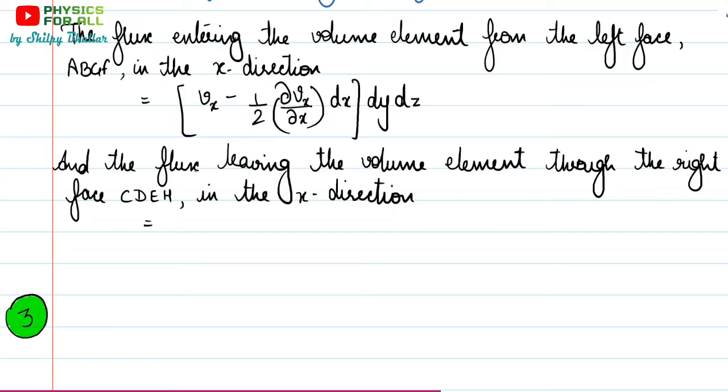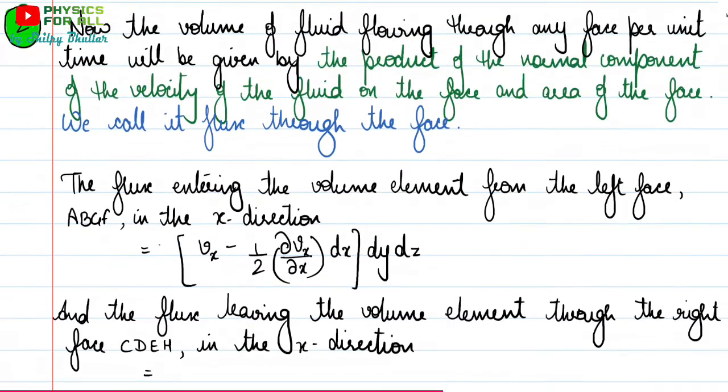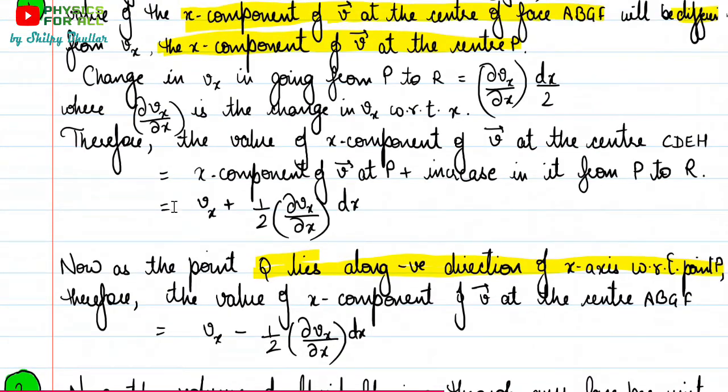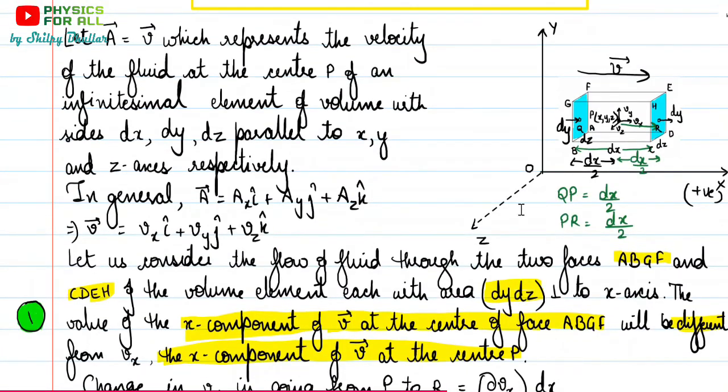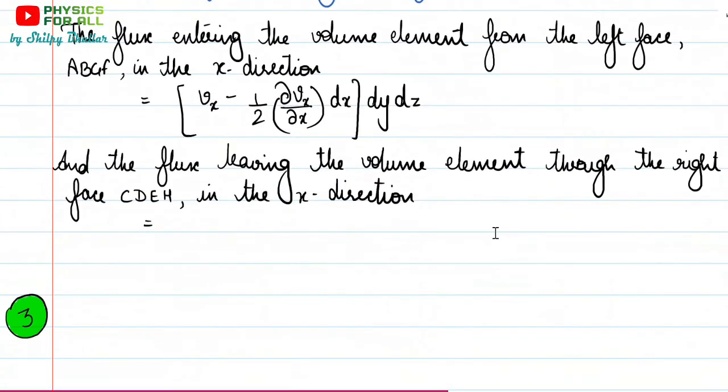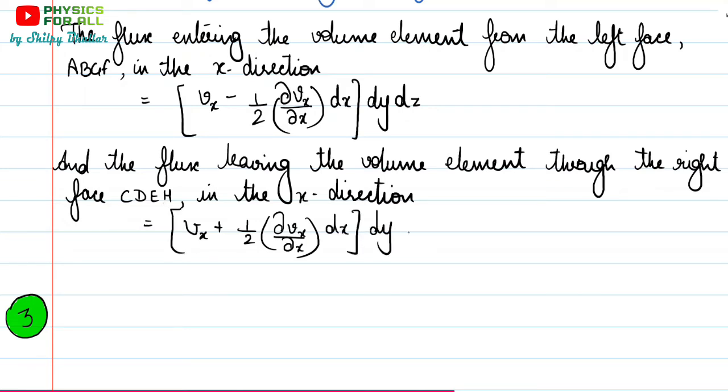Now we want to know the flux leaving the volume through the right face, and that would be whatever is the value of the x component at point R that we have found here. This is the value, and into the area, which is again dy dz. So this value would be Vx plus half ∂Vx/∂x dx, multiplied by the area of the face, which is dy dz.